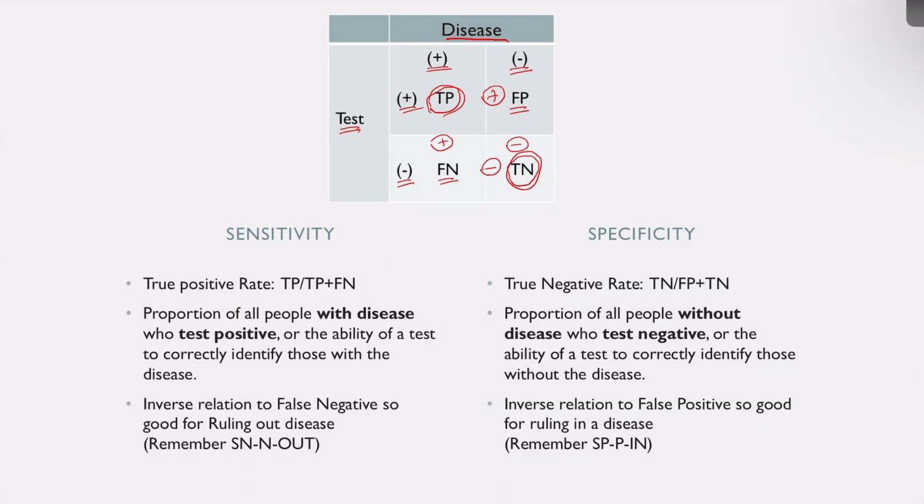On the other hand, specificity has an inverse relation with false positive, so it's good for ruling in a disease. So remember SPIN. If the test is highly specific, you can use a positive test to rule in. What is the rationale again? You have low false positives if the test is highly specific, right? So if the person tests positive, there's a really low chance that it's a false positive. So you can consider using a high specificity test to rule in a certain disease.